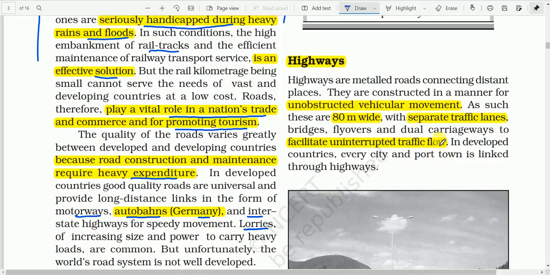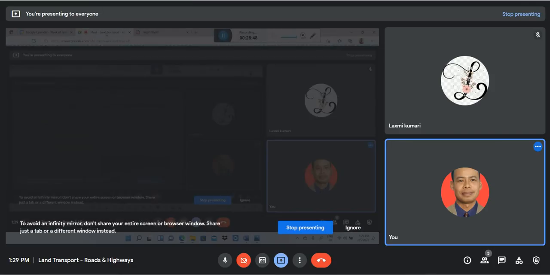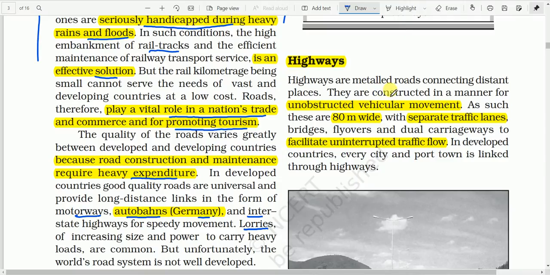Up to here, any question? Okay, if you don't have questions, then let us talk about highways.